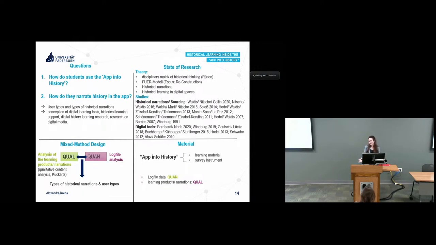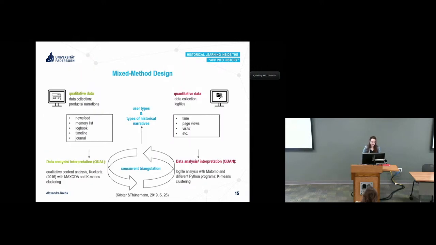So perhaps this concept is quite nice, but you could think, oh, perhaps it's too difficult for students because it's a really historical research process. So I also analyzed how students use the app, how they do history, and how they narrate history in the application. And the app is the learning material, but also my survey instrument. So I could collect logfile data, which is quantitative data, and also all the learning products, so the narrations students wrote in the application, which are qualitative data. And I analyzed these data via qualitative content analysis and logfile analysis. So I used Matomo and different Python programs and k-means clustering.